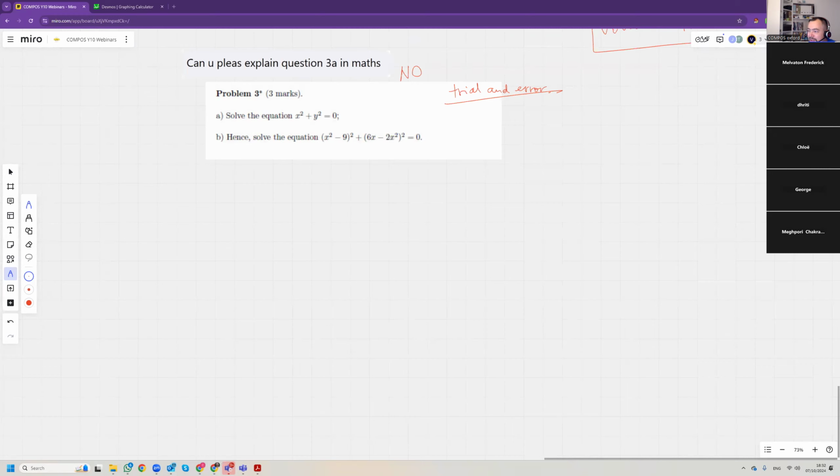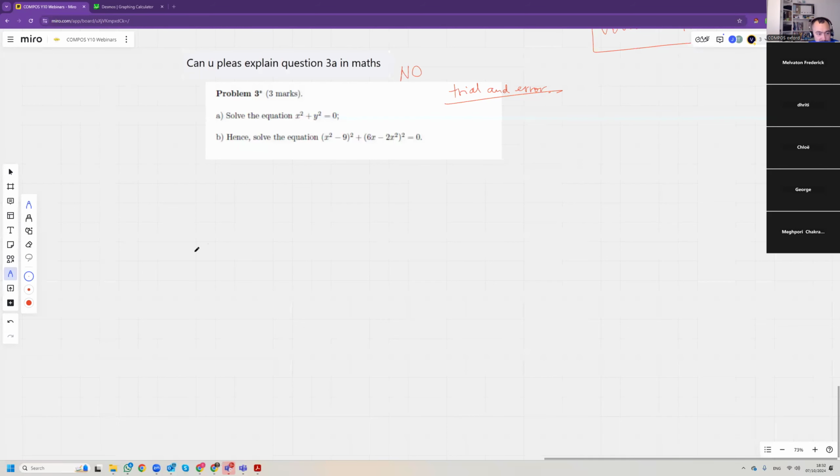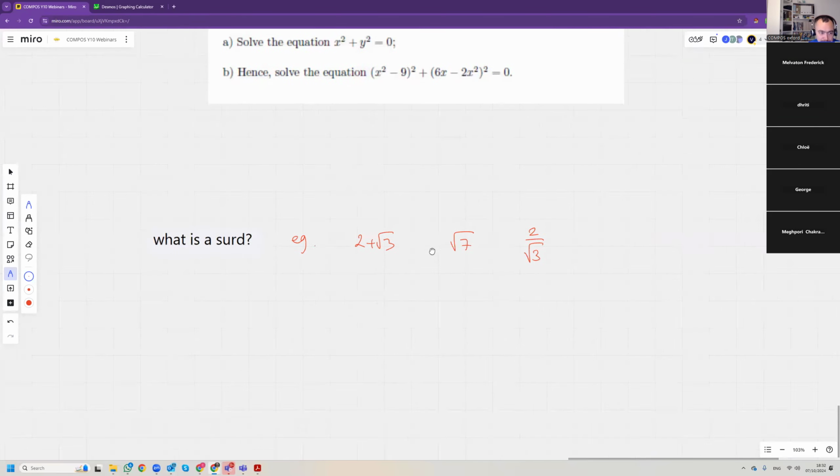What is a surd? Yeah, it's a root. It's anything containing square roots. So for example, 2 plus root 3, or root 7, 2 over root 3. All these are examples of surds.